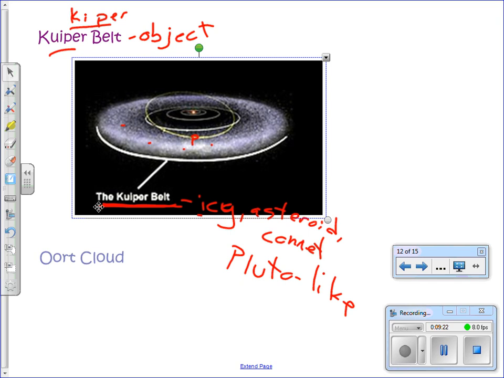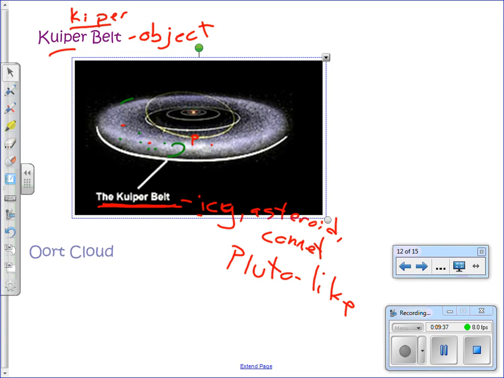Then further out, this is called the Kuiper Belt, and it actually looks a lot like the orbit of a planet, right? It's not particularly thick. Well, it's thick, but it's kind of like the asteroid belt, only further out.